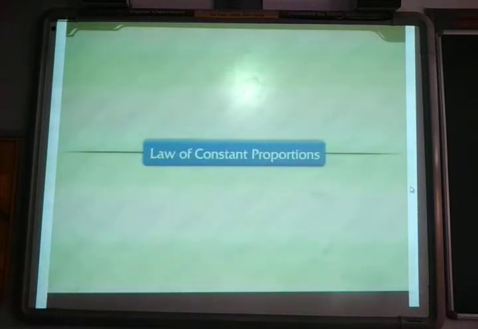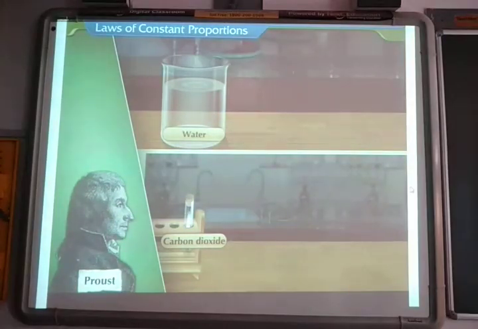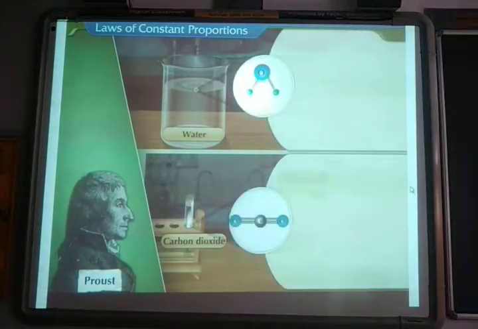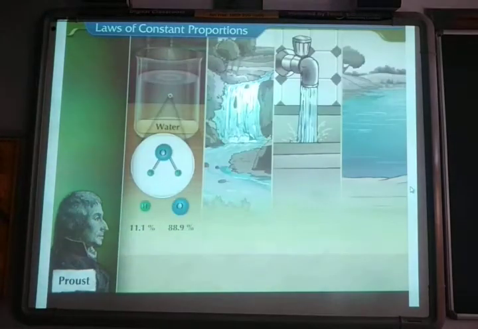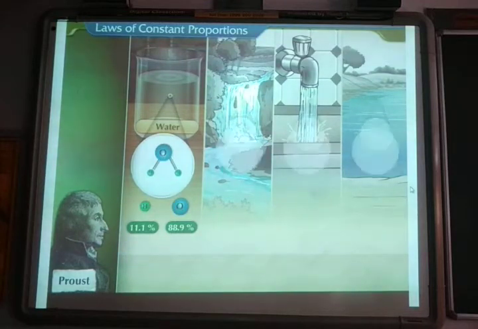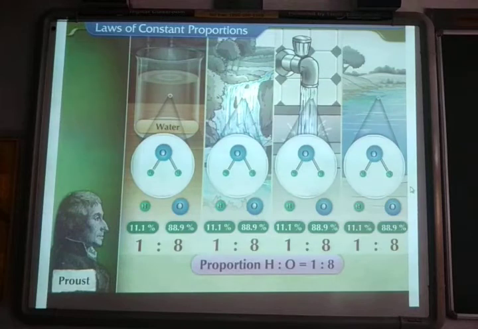Law of constant proportions. Proust analyzed the chemical composition of a large number of compounds to determine the type of elements present and the percentage of the elements present in them. He came to the conclusion that each compound had the same elements in the same proportion irrespective of the source from which it was obtained or the method used for preparation.